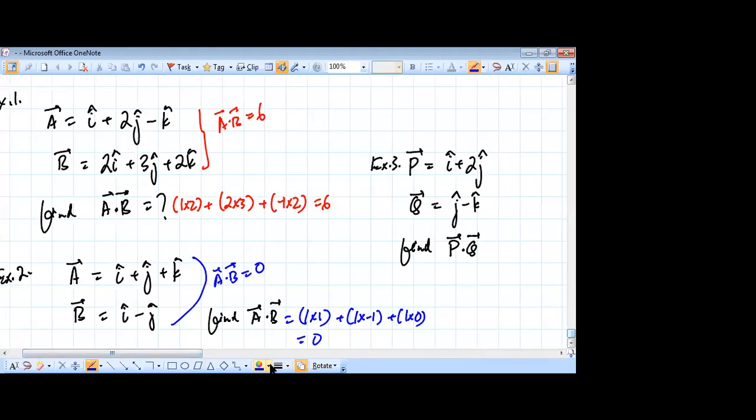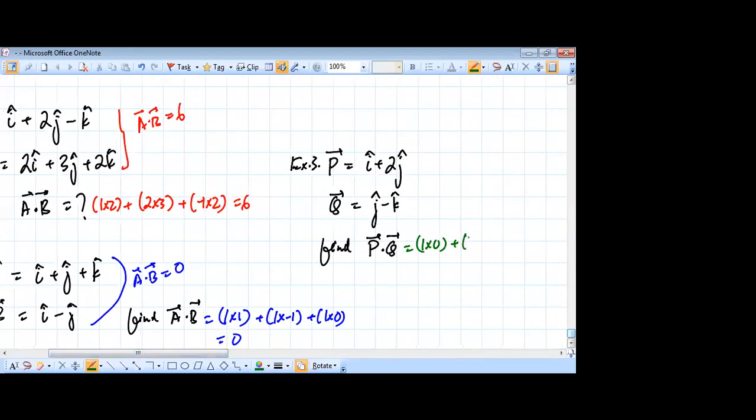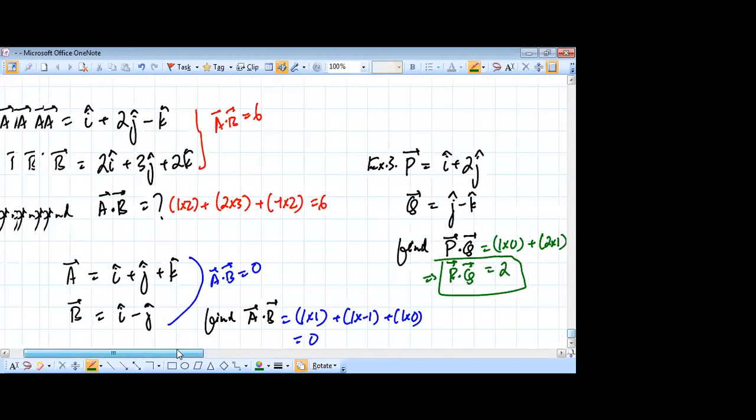And similarly, third case में it become 1 into 0 plus 2 into 1 plus 0 into minus 1. So it's just becoming 2. So ये आपके आंसर है.